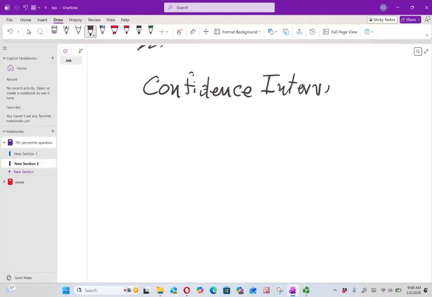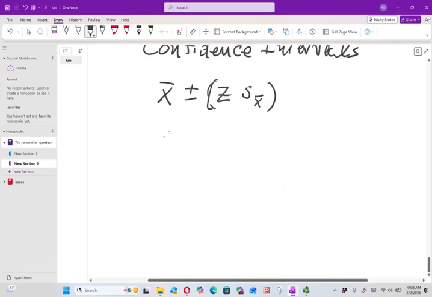Confidence intervals. And this is just the same stuff we've been talking about with plus or minus 2 standard errors, plus or minus 1 standard error. A confidence interval is the average plus and minus a z-value, which tells you how many standard errors you're going up and down, times the standard error of the mean. You can write the standard error different ways.